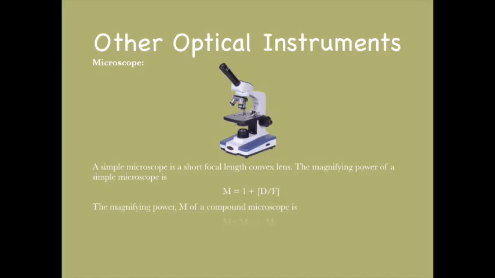And similarly for a compound microscope, m is equal to m0 into me, where m0 and me denote the linear magnification of the objective and the eye lens. So here we end our lecture.